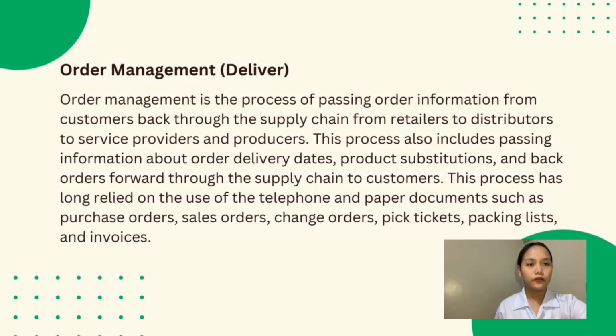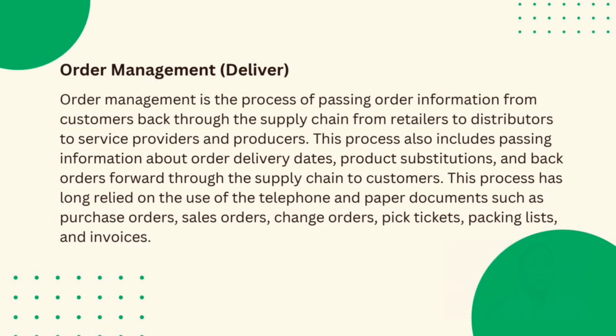Order management delivery. Order management delivery is the process of passing order information from the customer back through the supply chain, from retailer to distributor, to service provider and producer. This process also includes passing information about order delivery dates, product substitutions, and back orders forward through the supply chain to customers. This process has long relied on the use of the telephone and paper documents such as purchase orders, sales orders, change orders, pick tickets, packing lists, and invoices.